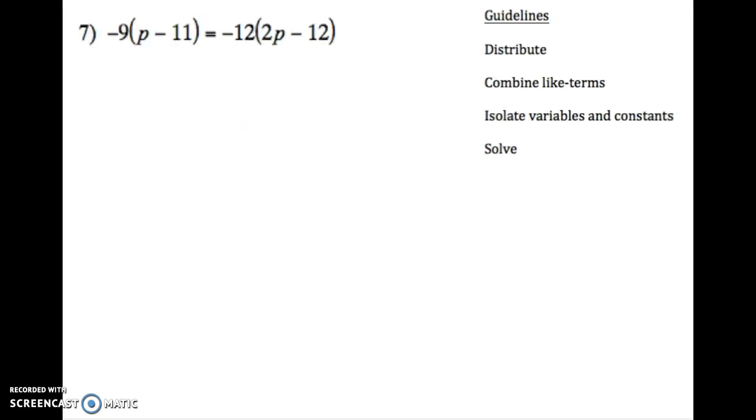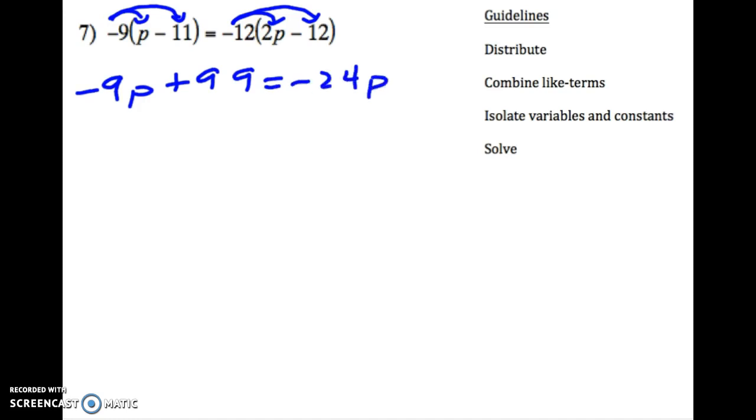All right, for 7, this time we have parentheses on both sides, so we're going to distribute on both sides of the equation. On the left, we're distributing the negative 9 through, so we should get negative 9p. Negative 9 times negative 11 will actually give us a positive 99. Negative 12 times 2p should give us a negative 24p. Negative 12 times the negative 12 should give us a positive 144.